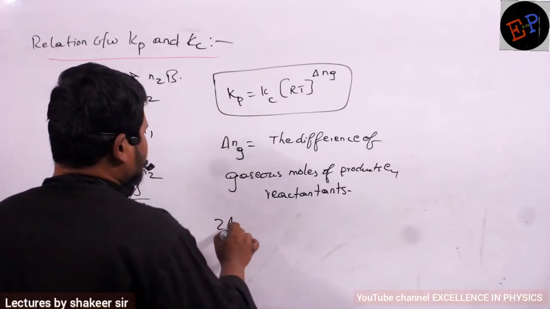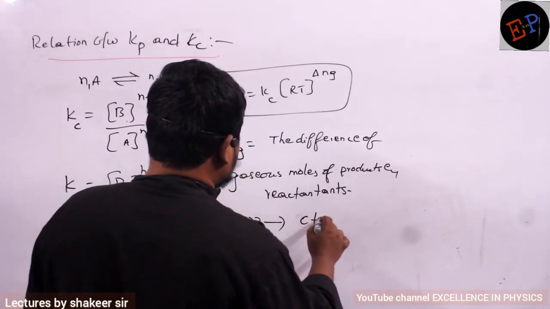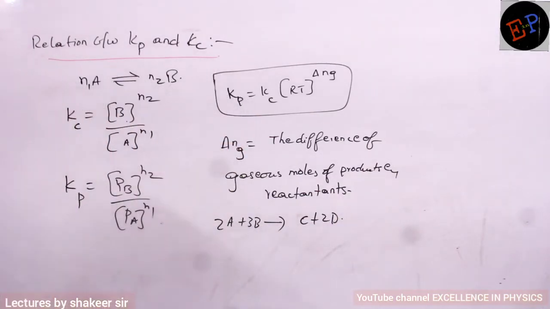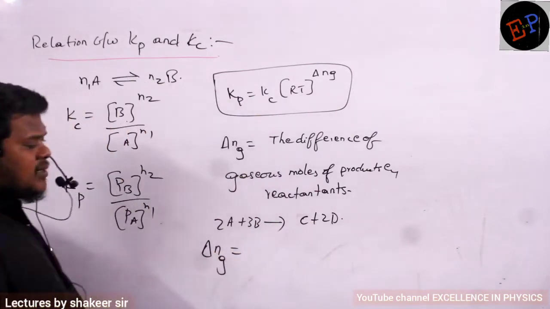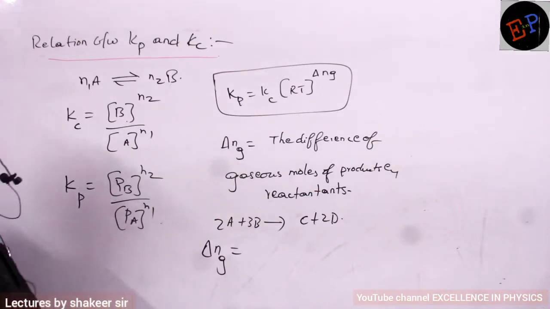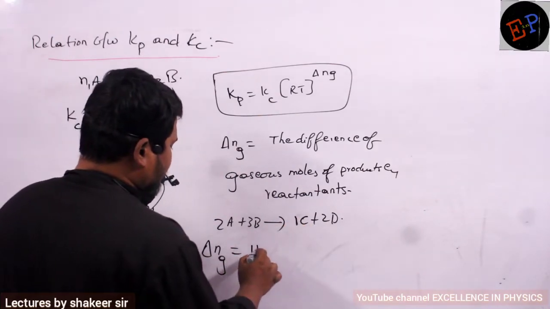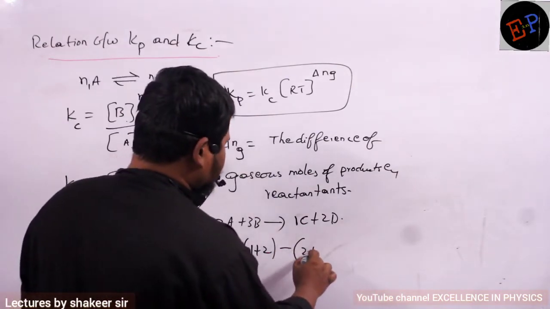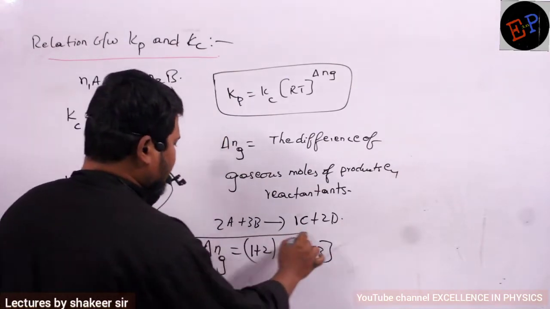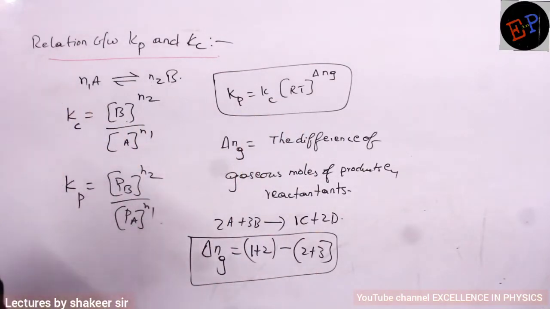For example, 2 moles of A plus 3 moles of B are forming 1 mole of C plus 2 moles of D. This is the reaction. Then how can I calculate delta Ng? Number of moles of products: 1 plus 2, minus the number of moles of reactants, 2 plus 3. This is how we can calculate the delta Ng value. Therefore the relation between Kp and Kc is Kp equals Kc multiplied by RT to the power of delta Ng.